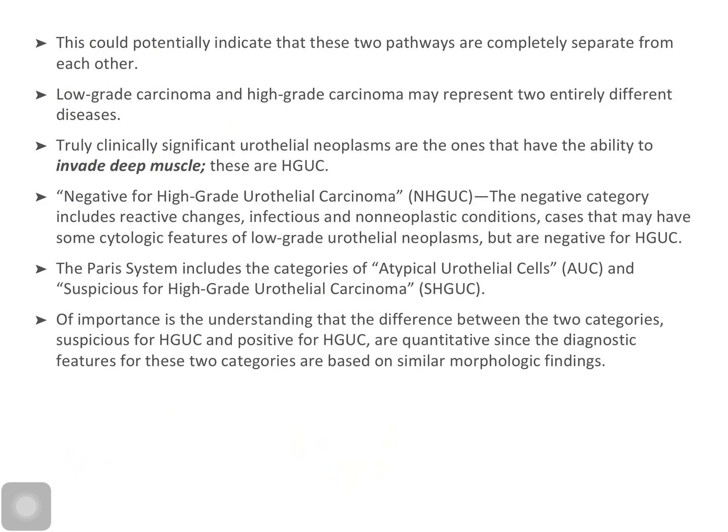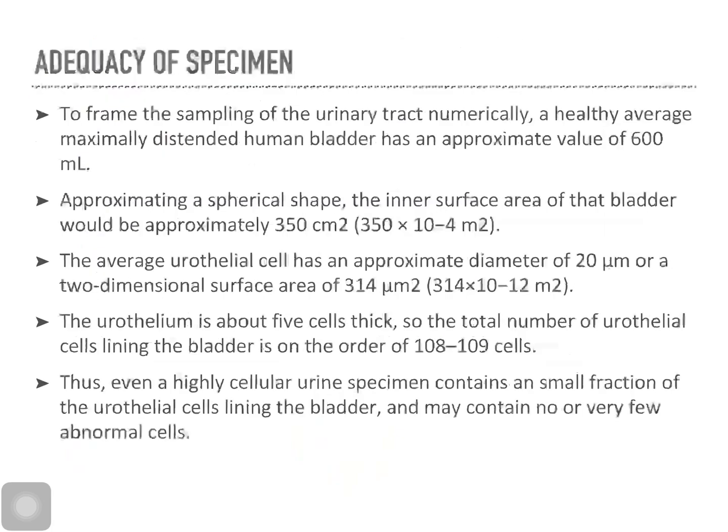Negative for high-grade urothelial carcinoma. The negative category includes reactive changes, infections and non-neoplastic conditions, cases that may have some cytologic features of low-grade urothelial neoplasms but are negative for high-grade urothelial carcinoma. The Paris system includes categories of atypical urothelial cells and suspicious for high-grade urothelial carcinoma as well. It is important to understand that the difference between the two categories, suspicious for high-grade carcinoma and positive for high-grade urothelial carcinoma, is quantitative, since the diagnostic features for these two categories are based on simple morphological findings.